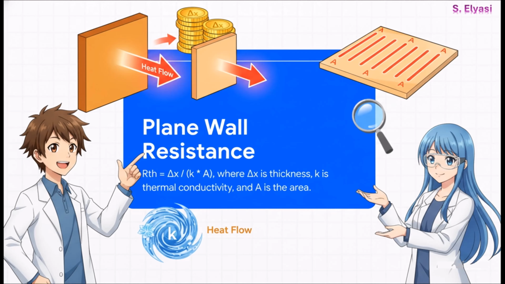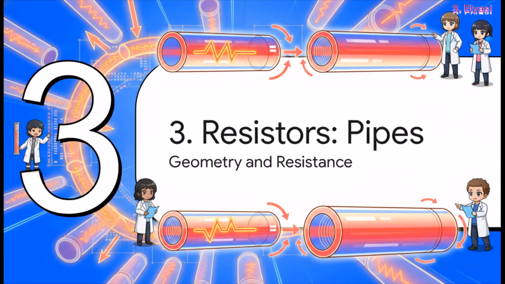Well, you're giving the heat more paths to take, so the overall resistance actually goes down. It's totally intuitive. But of course, the world isn't all flat walls. A huge part of chemical engineering involves pipes and cylinders. So let's look at our next common shape.